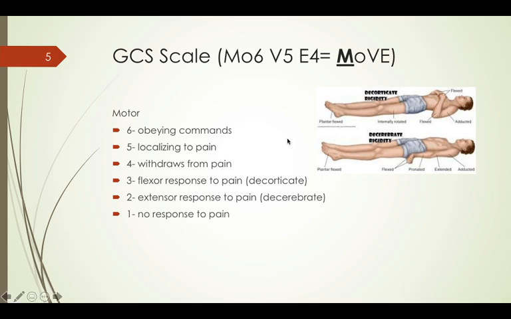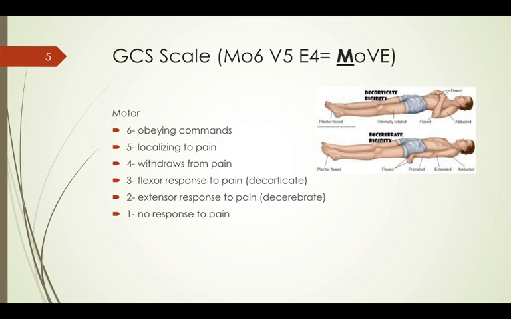For number 5, if you do a trapezius pinch, it's known as localizing to pain if the patient's arm comes above the clavicle. For the grade of 4 under the motor, withdrawing from pain, say if you press on the nail bed of someone's fingernail and they move away from you, so they fling their arm away, that would be graded as number 4.